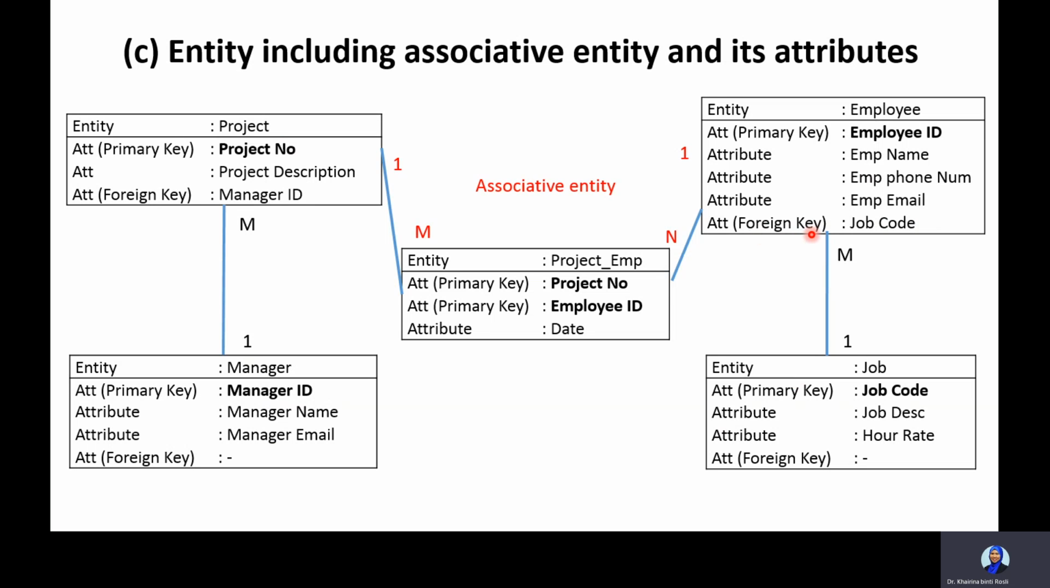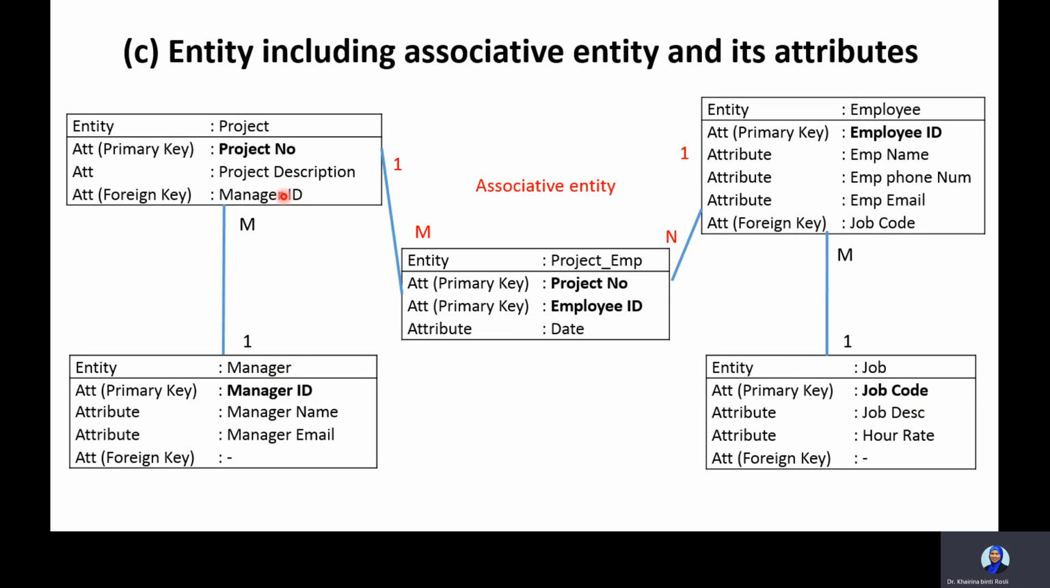Okay, so is it clear how we can create the foreign key? By taking the primary key in another related table. Same with this one: the foreign key for project is manager ID, which is the primary key in another related table.